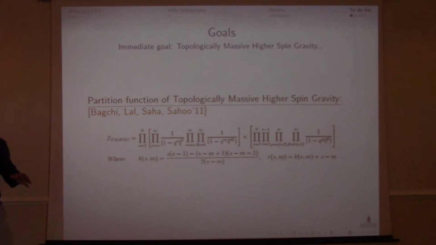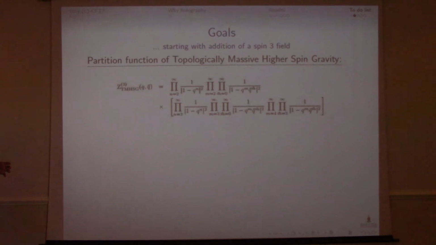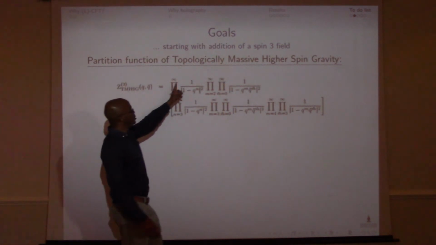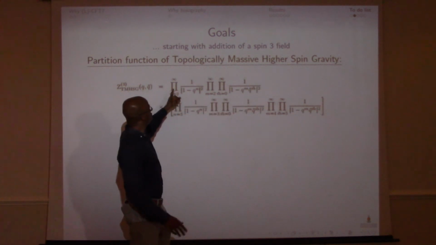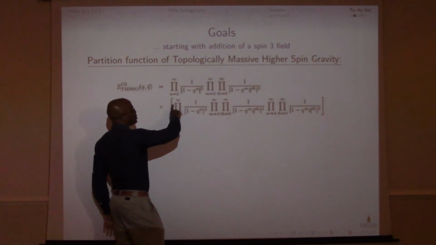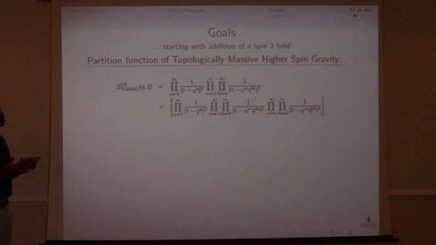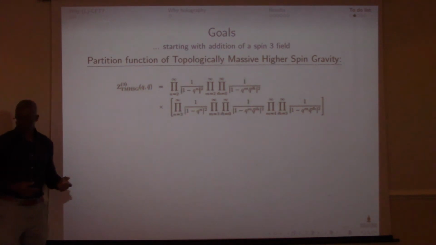So the best thing is to try to work step by step and see what happens on the TMG LCFT side if we add just a spin 3, higher spin on the gravity side. The partition function will look like this, where we recognize the contribution from TMG by itself and the extra contribution of the logarithmic partner of the spin 3 field.